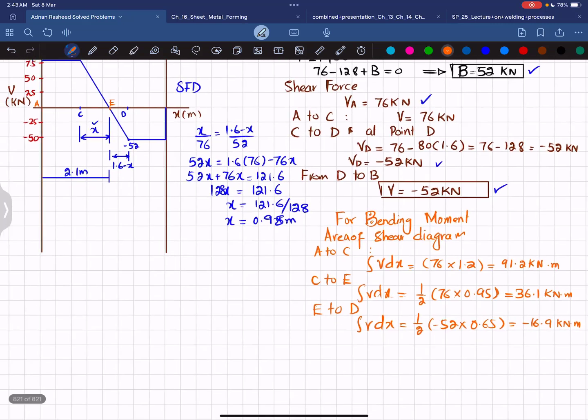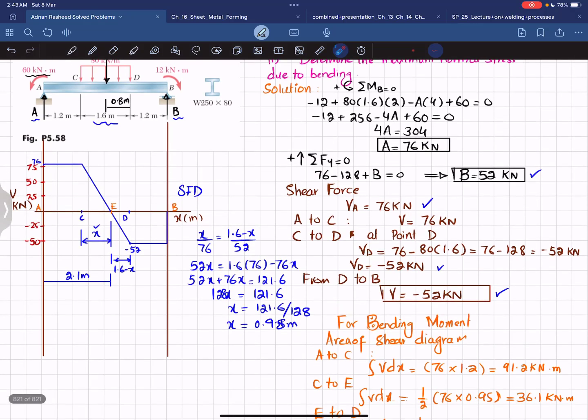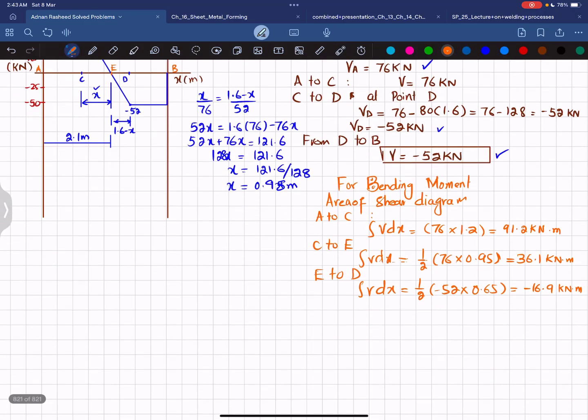And the last area is from D to B. At the end, we have point B. So D to B is this portion. The area under the shear force diagram is a rectangle. So you can see this will be minus 52 multiplied by its length, which is 1.2. So I will write, from D to B, the area under the shear force diagram is minus 52 multiplied by 1.2, and that is equal to minus 62.4 kilonewton-meter. Now what we will do is draw the bending moment diagram.